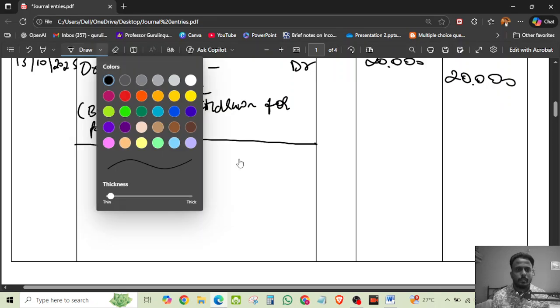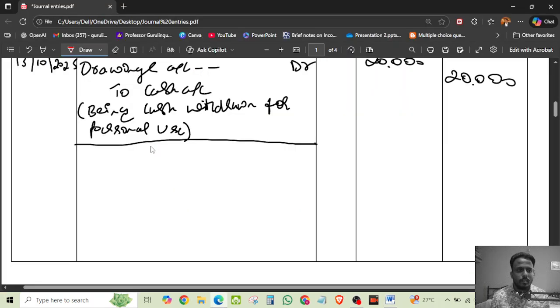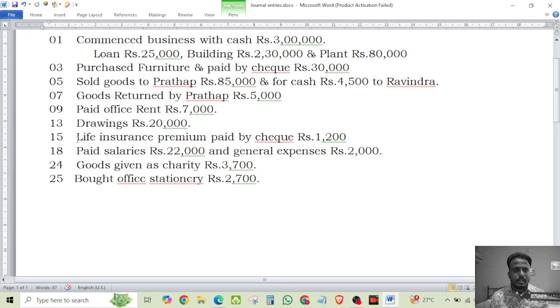Next, after 13th date, 15th LIC paid by check. 15th date. So here it is a very important transaction, that is life insurance premium paid. So why is it very important? Because business will not be having something called life insurance. They will be having general insurance for their stock or for their building. Usually life insurance is for the individual.